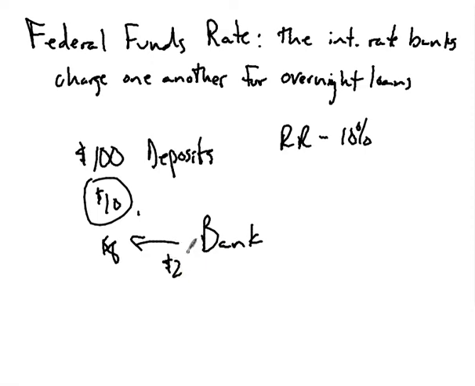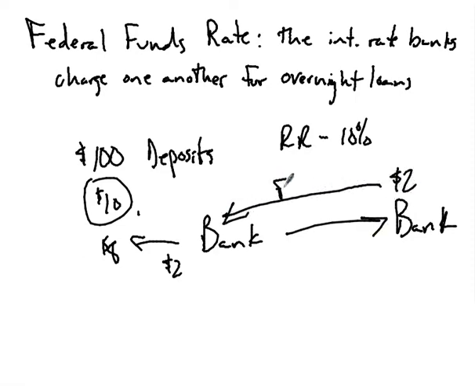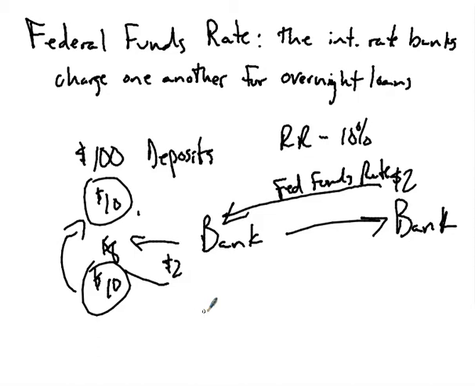And so you go to another bank and you say, "Can I borrow $2?" And they say, "Sure." And so they give you $2. They charge you the federal funds rate. And so the bank takes their $2. Now they can meet their reserve requirement for the end of the day. When the day is over, they give the other bank back $2 plus interest, and this interest is the federal funds rate.